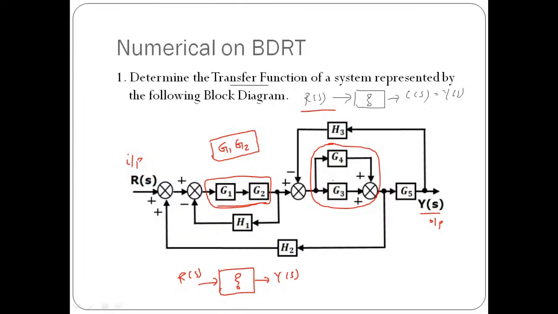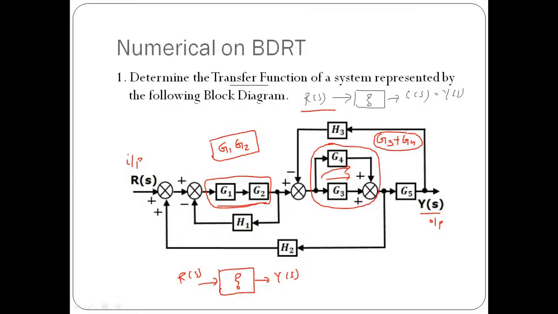Why are they in parallel? Because the flow of signal in both the blocks is in the same direction, from input to output. See, input to output. That's why these two blocks are in parallel, because at one point we have a takeoff and at one point we have a summing. So we need to club them, and we can club them by G3 plus G4.